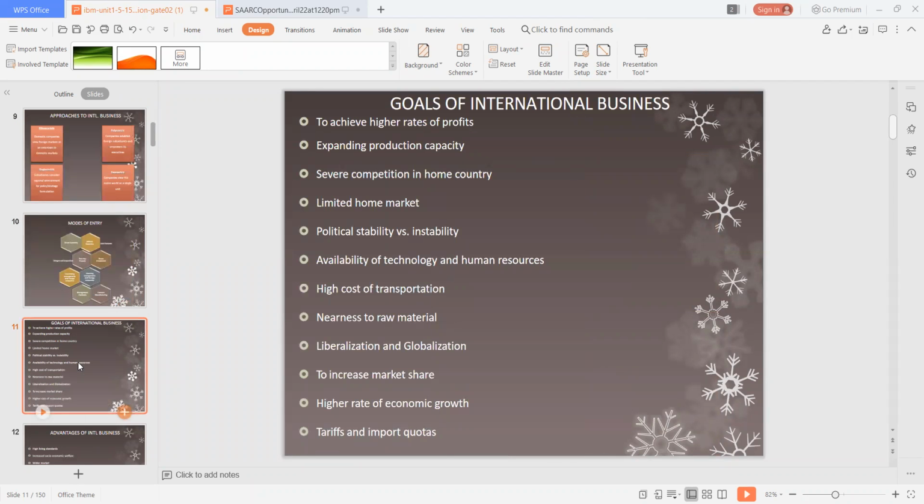Goals of international business: to achieve higher rates of profit, expanding the production capacity, severe competition in the home country, limited home markets, political stability versus instability, availability of technology and human resources, high cost of transportation, nearness to raw material, liberalization and globalization, to increase the market share, higher rate of economic growth, tariff and import quotas.